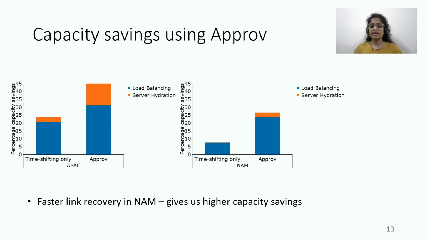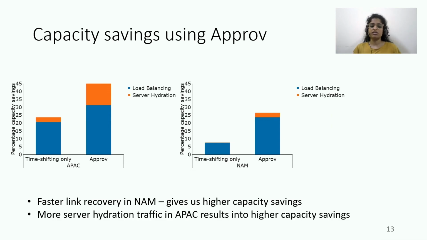Now I show the capacity savings with both load balancing traffic and server hydration traffic considered as deferrable traffic. We get higher capacity savings in the Asia Pacific region. And that is simply because there is more server hydration traffic in APAC, because a larger set of servers were forecasted to come into Asia Pacific region at the same time. Now, these capacity numbers are dependent on the deadline values for deferrable traffic as well as the availability requirements.